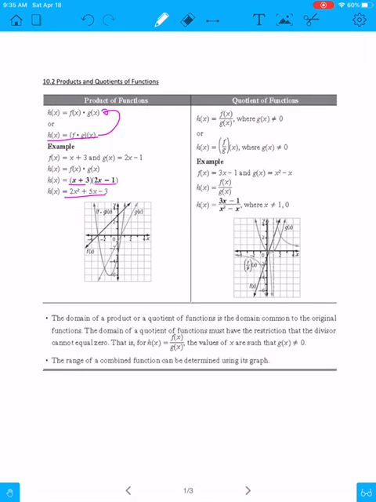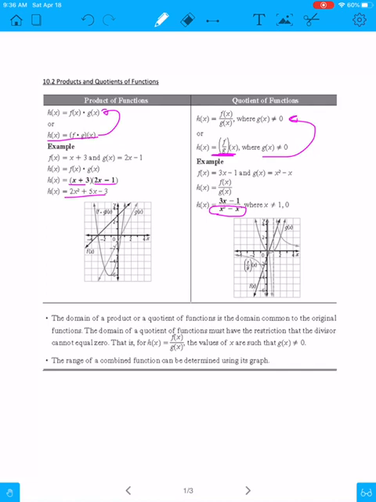Division is different. If I have (f/g)(x), I need to rewrite it as f(x) divided by g(x). The reason the quotient is a little bit different is you end up with variables in your denominator, and the moment you do, you end up with non-permissible values, asymptotes, or points of discontinuity. So that's why this lesson gets taught after rationals, because we need that information.